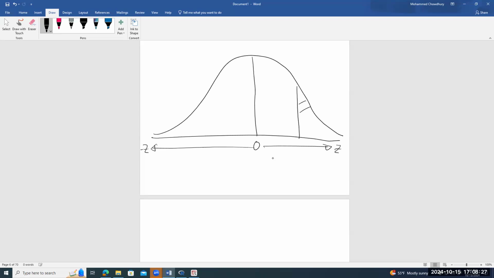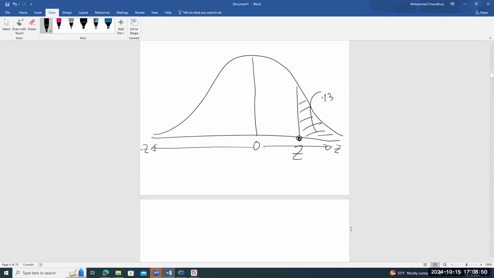But now I want to find this thing. Suppose this area is given, 0.13. I want to find this Z value. Do you understand? Now, this area is given and I want to find the Z value. This is called the opposite or inverse problem. Are you understanding what I said?